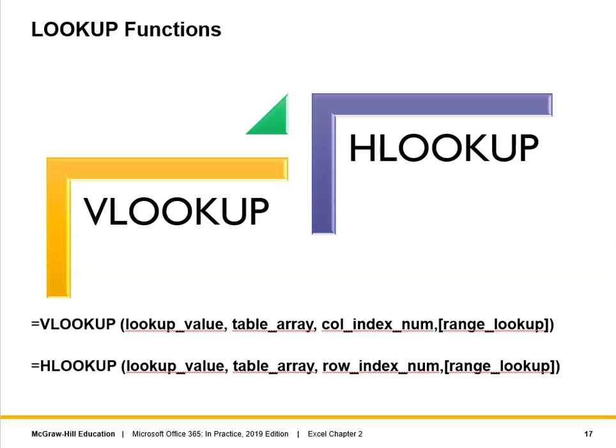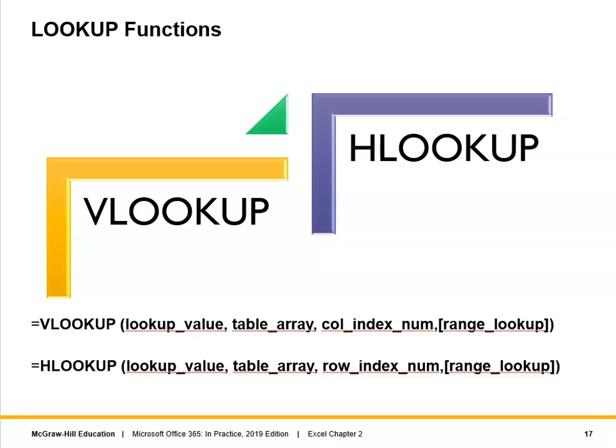The range lookup argument is optional and it is often omitted. This argument is either true or false. True means that Excel finds the closest match to the lookup value, which can return unexpected results. If the data in the table array is sorted, true will generally return the correct match. When you set this argument to false, Excel finds an exact match and the data can be in any order.